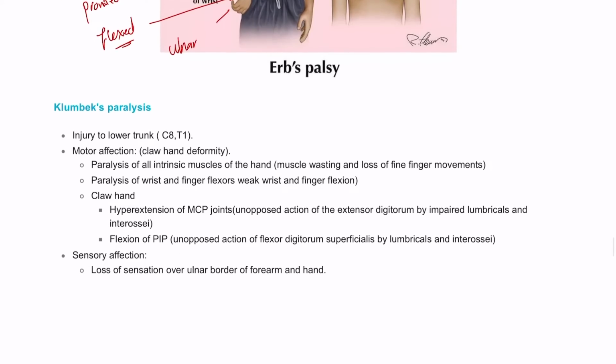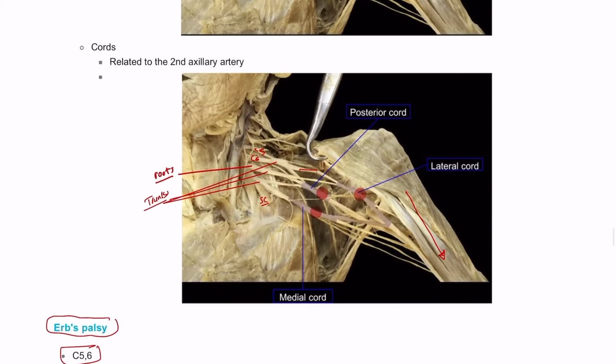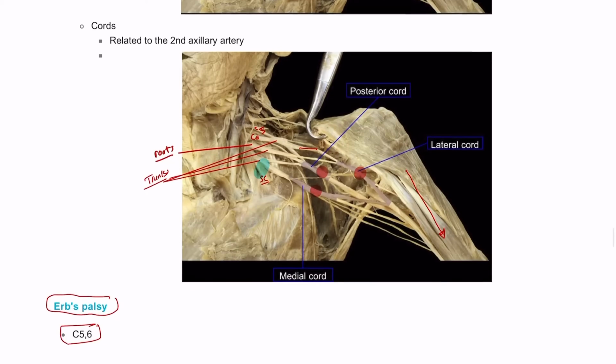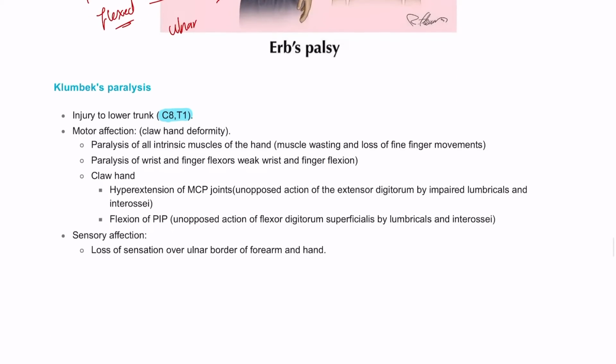Klumpke's paralysis, that would be injury to the lower end, so C8 and T1, and that will happen when you start pulling the arm the other way around. Let's say your arm is hanging from a tree, and that will cause tension on C8 and T1, and will lead to paralysis. And the key word here, like we mentioned in Erb's palsy, will be claw hand, and this is a complete claw hand deformity.